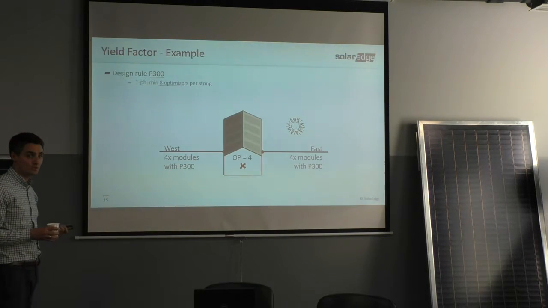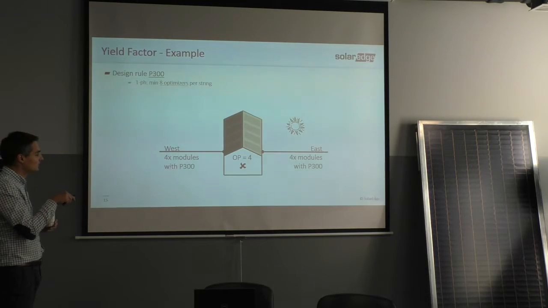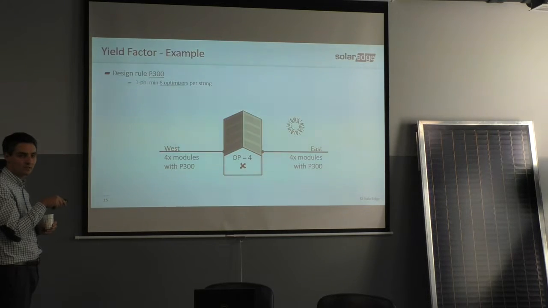We have an east-west roof, with very limited space, where we can only place 8 modules. And in theory, we meet the SolarEdge requirements: 8 P300 optimizers are connected to one inverter.